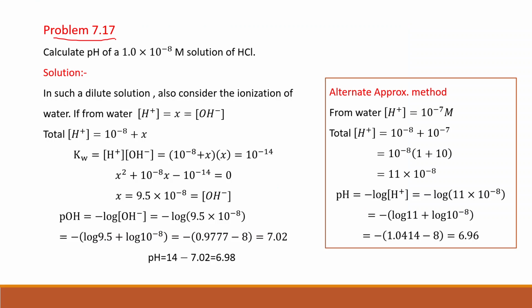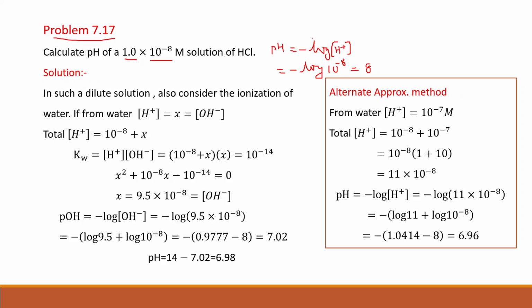Problem 7.17. Calculate the pH of a 1.0 × 10^-8 M solution of HCl. Now student, if we use the formula pH = -log of hydrogen ion concentration, and put in the value given in the problem, we get -log of 10^-8, and if we solve it we will get the result 8.